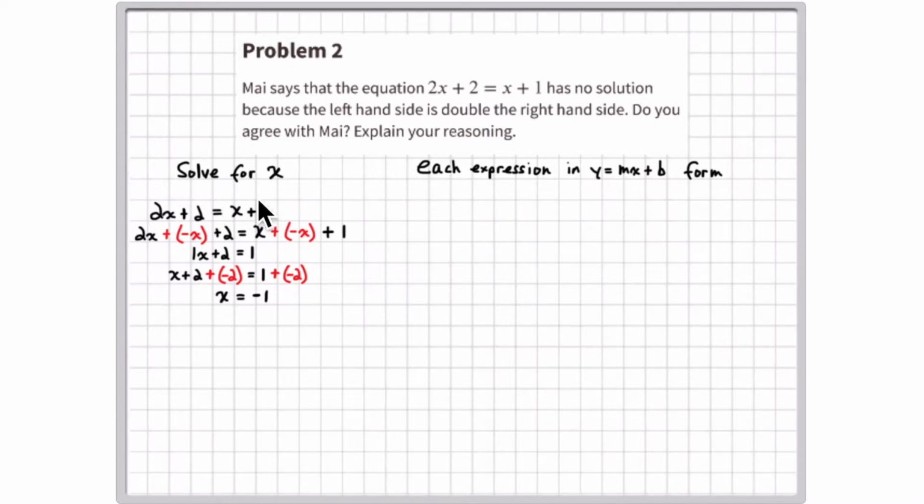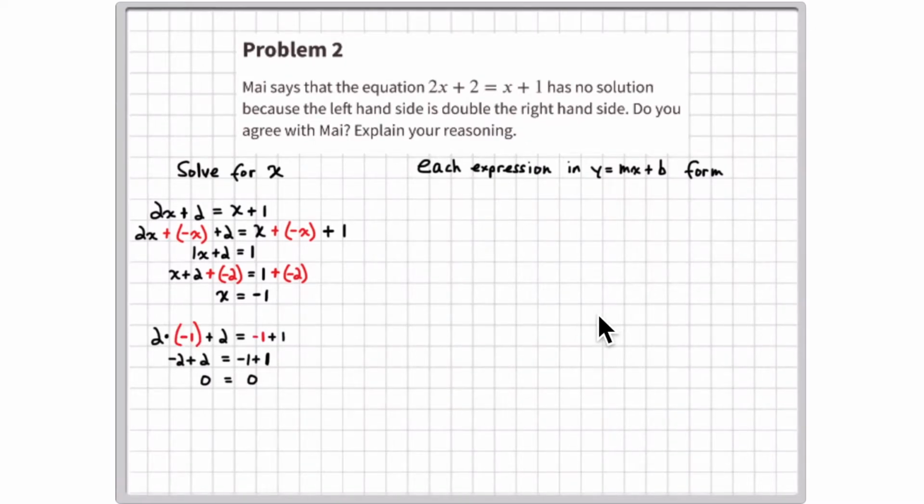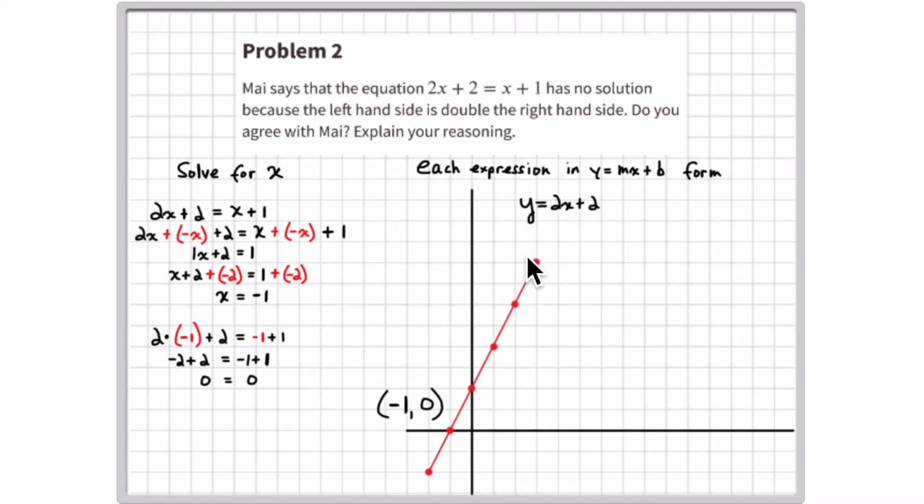So now we rewrite each expression in the form y equals mx plus b, the expression on the left side as well as the expression on the right side. Oh, first of all, let's check this by replacing x with -1. If you work down each side, you'll find that you get 0 equals 0. That's going to become the y coordinate. So the x coordinate is going to be -1. The y coordinate is going to be 0 at the point that these two equations intersect.